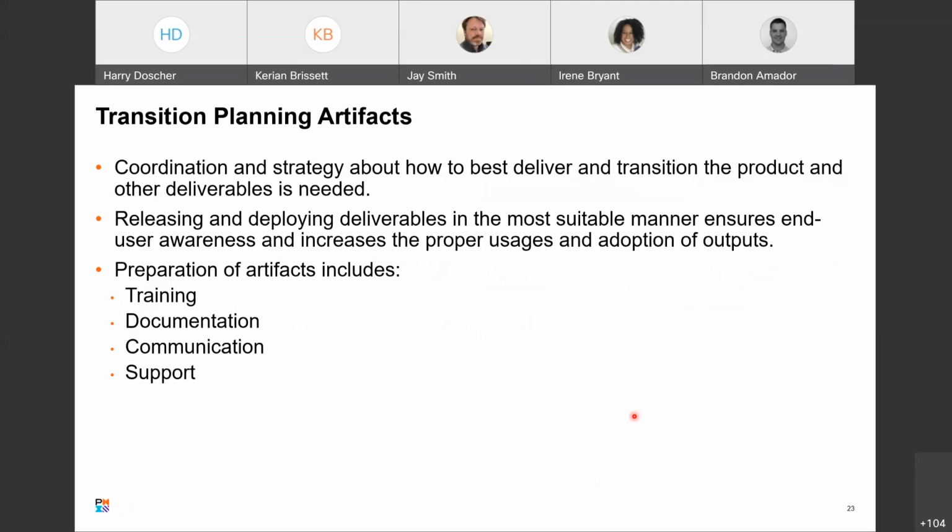Then transition planning artifacts. What are you going to produce? Really document the coordination and strategy about how to best deliver and transition the product and any of the other deliverables. Okay. Releasing and deploying deliverables in the most suitable manner ensures end user awareness and increases the proper usage and adoption of outputs. So you want to be sure to give it to your customer in a form that they can use.